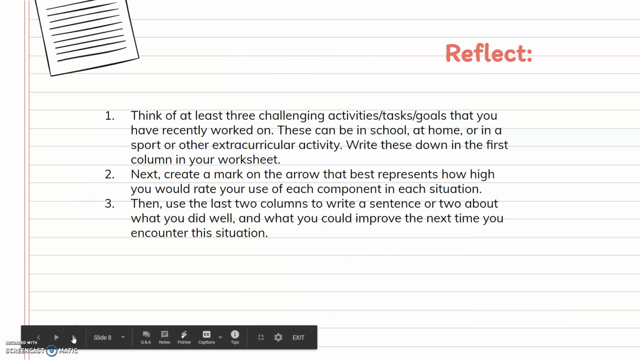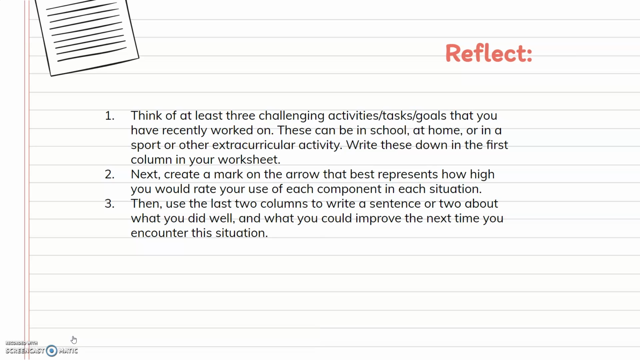All right, for this activity, you're going to think of at least 3 challenging activities, tasks, or goals that you have recently worked on. These can be in school, at home, or in a sport or other extracurricular activity. Please write down these activities in the first column in your worksheet. Next, you are going to create a mark on the arrow provided that best represents how high you would rate your use of each component in the situation. Then, use the last 2 columns to write a sentence or 2 about what you did well and what you could improve the next time you encounter the situation.